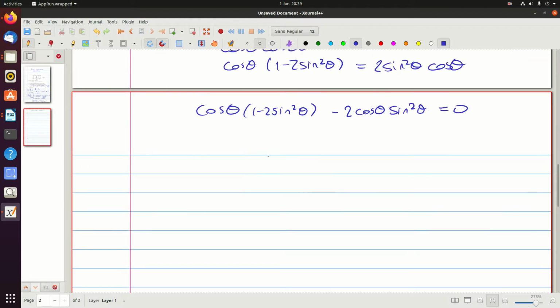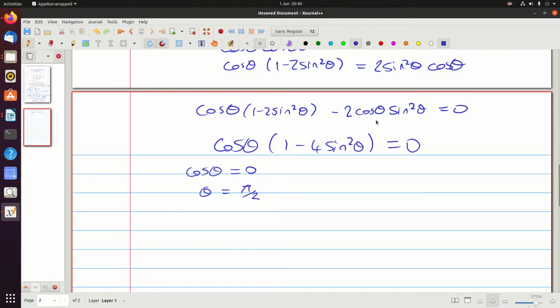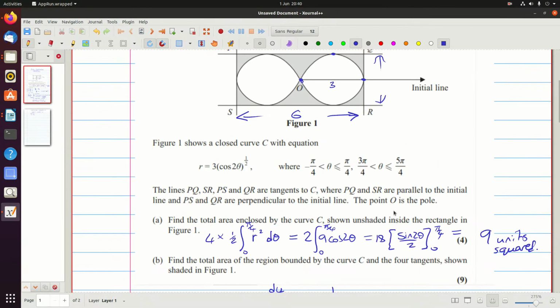So what did I end up with? I ended up with this. Cos theta times 1 minus 2 sine squared theta, then minus another 2 sine squared theta. So you're going to have 1 minus 4 sine squared theta there equals 0. Now you might think, okay, cos theta equals 0. But cos theta equals 0 at pi over 2. Go back to the question. Pi over 2, that's in the no-go zone. That's at 90 degrees. So it's not defined for that value.